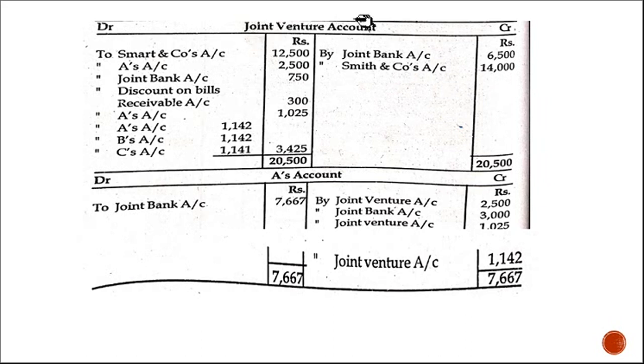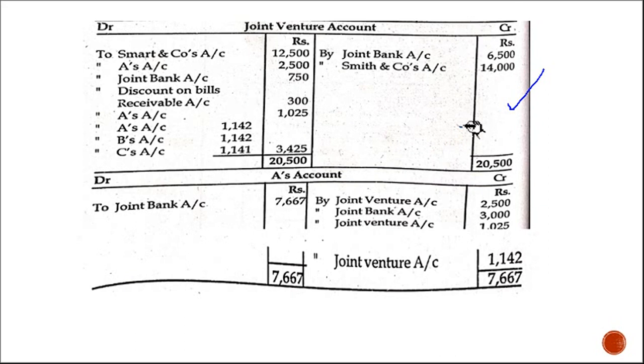This is what: joint venture account debtor to Smart and Company's account. The journal entry is there, so here we are writing to Smart and Company's account. Here, joint bank account debtor to joint venture account, so we are writing by joint bank account. So we have to total both the sides. Total is 20,500. So the credit side is more.